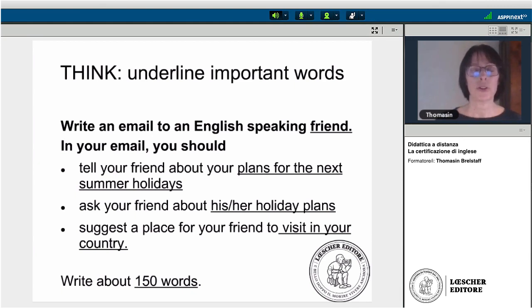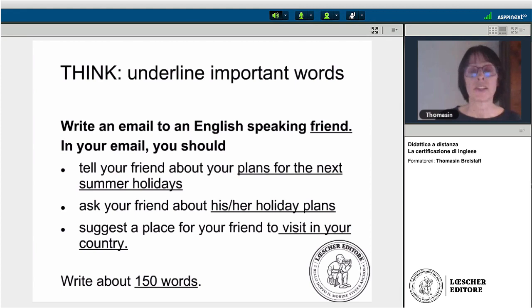In the first point, I thought plans for the next summer holidays is important because it tells me that I've got to write about a future event. Ask your friend about his or her holiday plans is, again, going to be about the future. Now here I could have underlined ask. In fact, many of you suggested ask, and that's a good idea because it tells us what function we're having to fulfill.